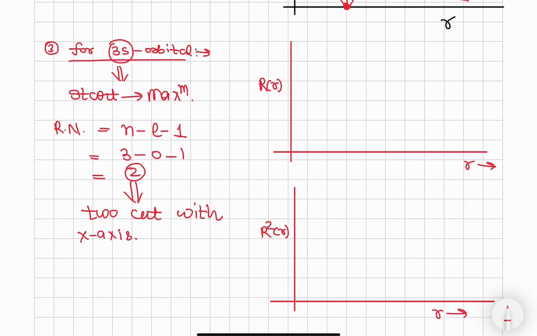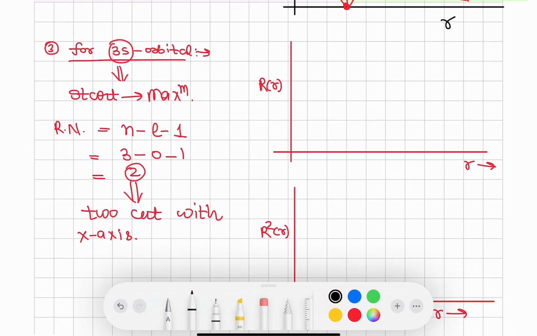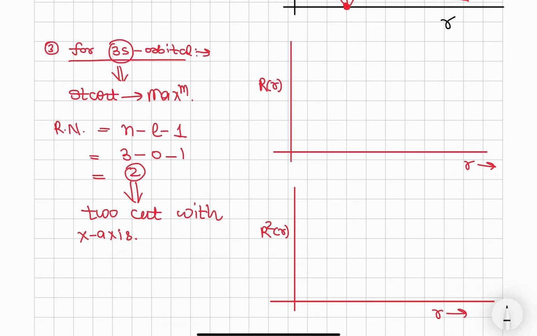So let's draw it. First of all we will start from RR versus R. Graph will start from maximum value. 2 cut, 1 cut, second cut. Okay, just below, position of radial node will not change, either it is RR versus R or R square versus R.